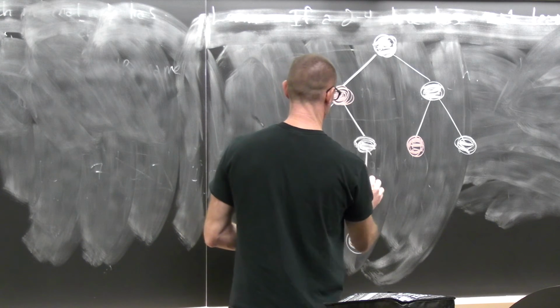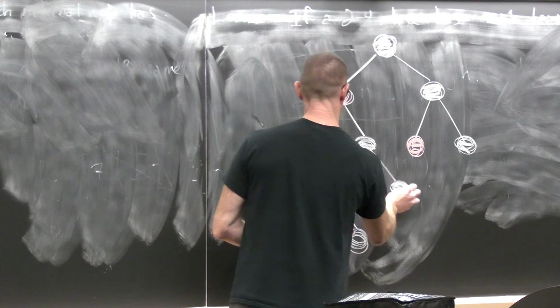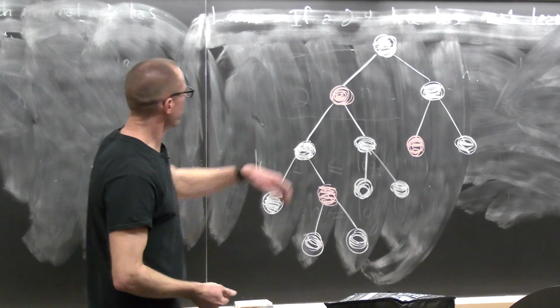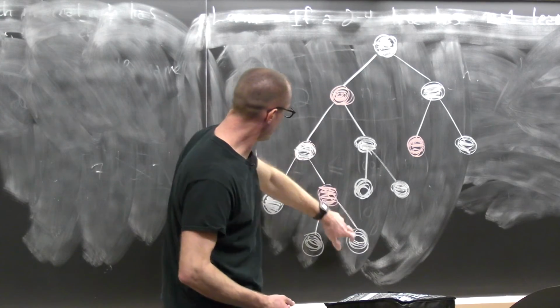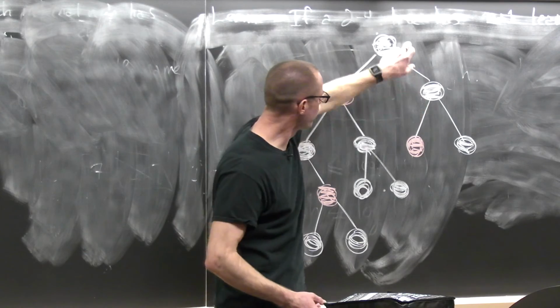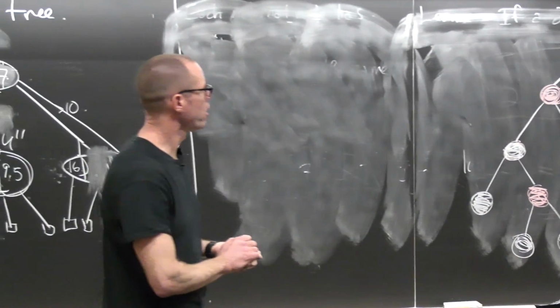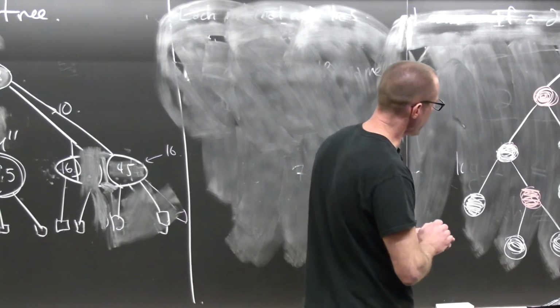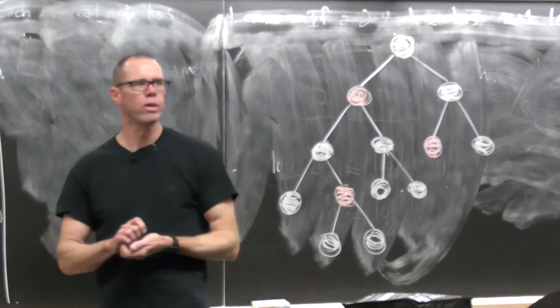And over here, let's just make it simple. Is that good? 1, 2, 3 on each path. Okay. And I don't see any red nodes adjacent to each other. Every node is red or black. The root is black. This looks like a red-black tree to me.